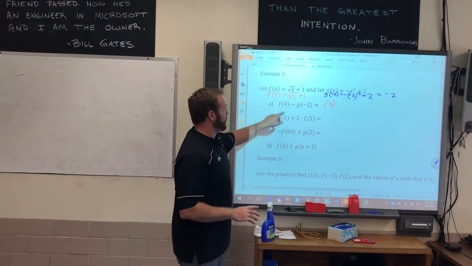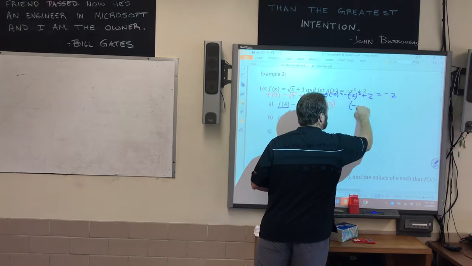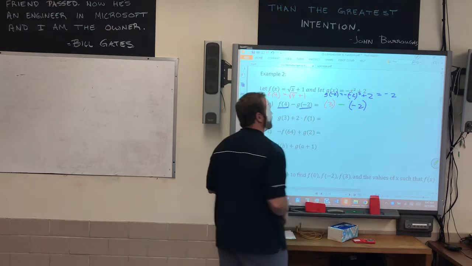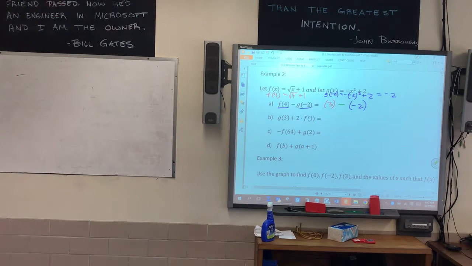Okay? So this was 3. This was negative 2. And now we're going to do what with them? Subtract them. What's 3 minus negative 2? Gets me 5. So that's the algebraic way of doing it. Let's look at it graphically. Okay? Graphically, we said we're going to plug in 4 to the f function.